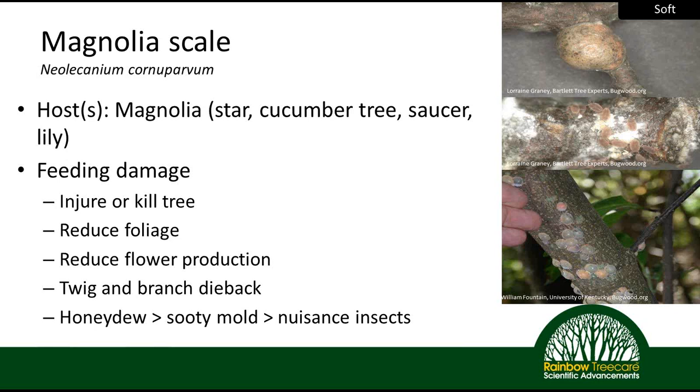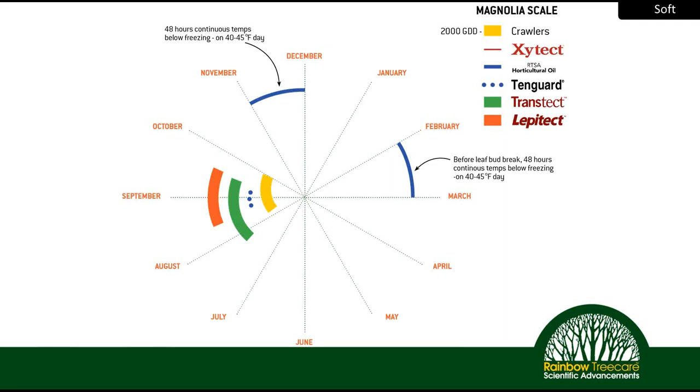In terms of feeding damage, the crawlers and adults will cause feeding damage. It can physically injure or kill the tree. It will reduce the foliage potentially with high infestation levels. It may reduce flower production, which is why many people plant magnolia trees. It could cause potentially twig or branch dieback. And because these are a soft scale, as we talked about before, it will produce honeydew, which will produce sooty mold, which can bring in nuisance insects and can cause issues on different furniture and patios.